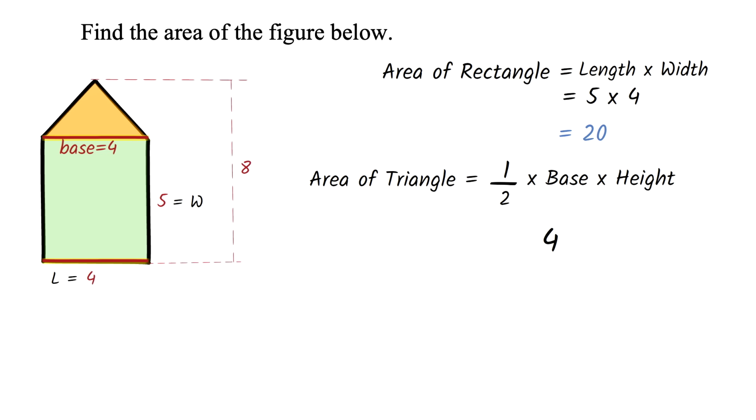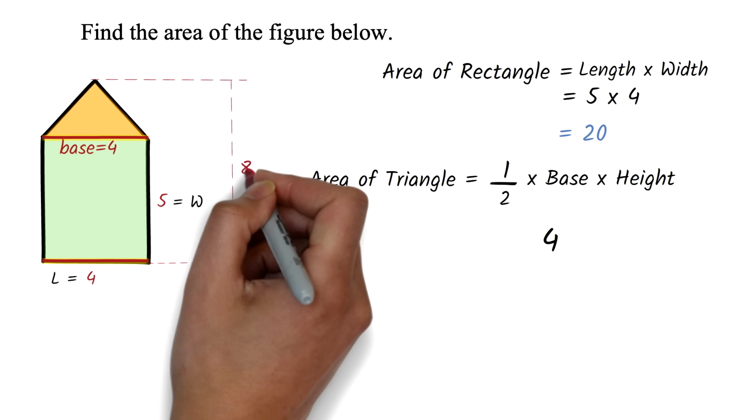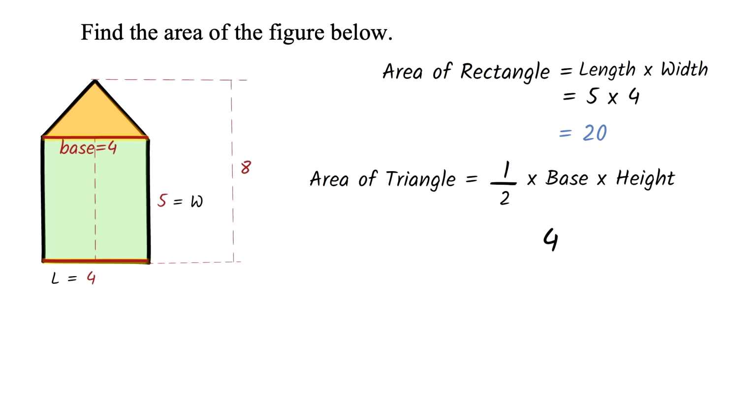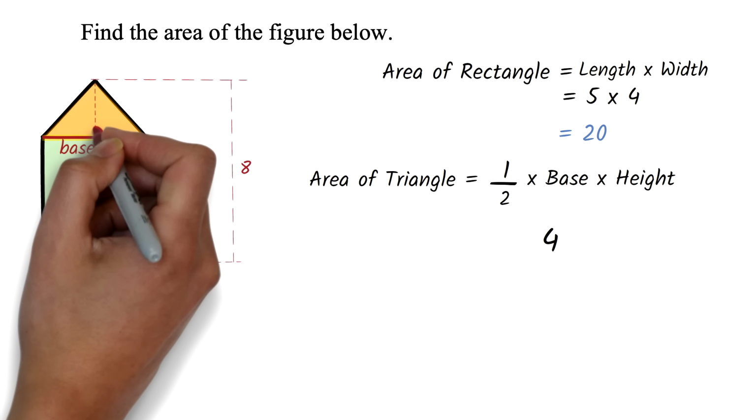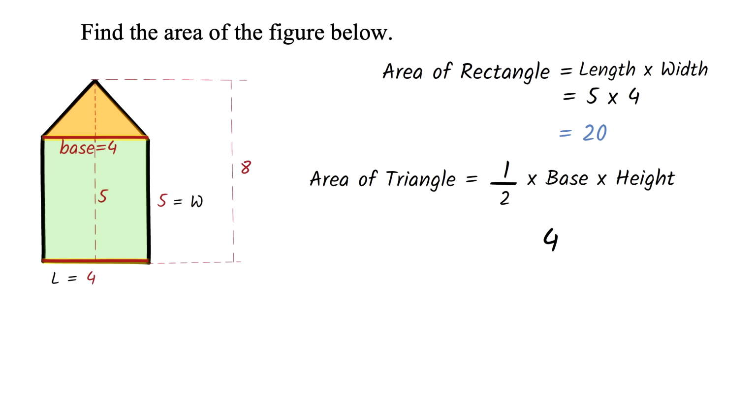For the height, looking at the same diagram, we can see that the total height of the figure is 8. The height of the rectangle, also known as the width, is 5. Therefore, the height of the triangle is the total height 8 minus the length of the rectangle 5. This will give us 3.